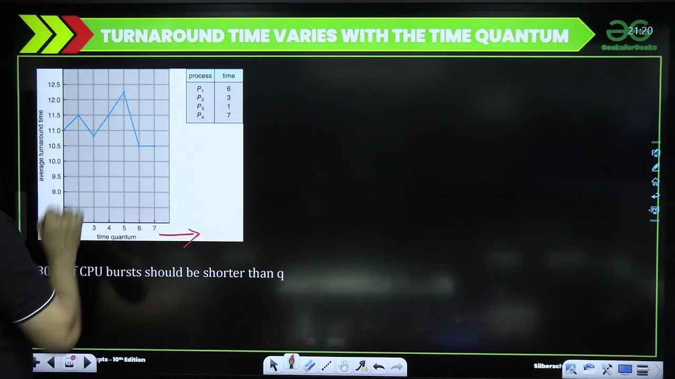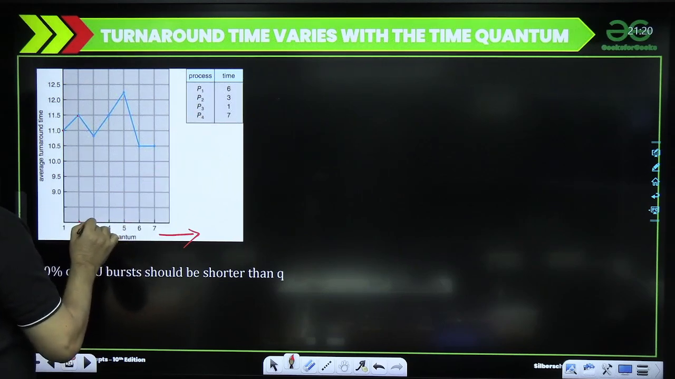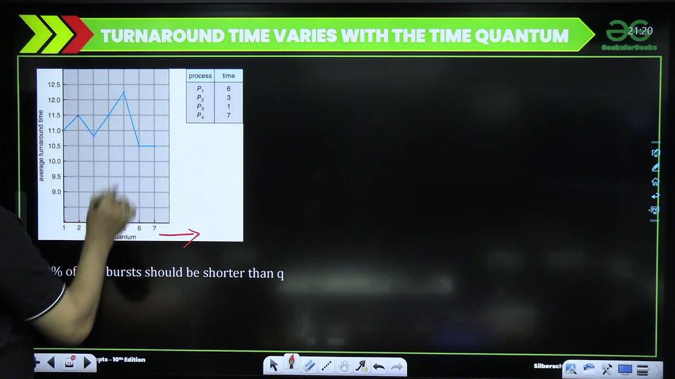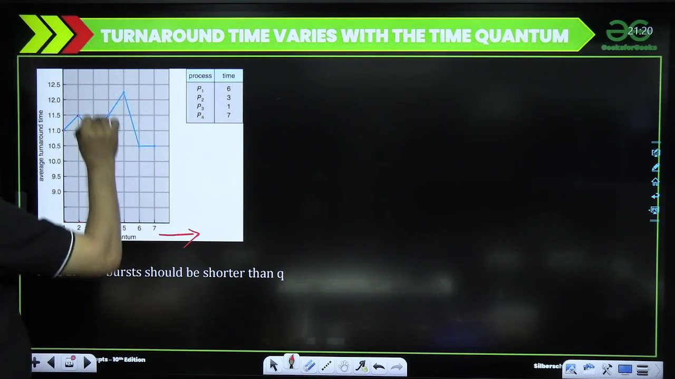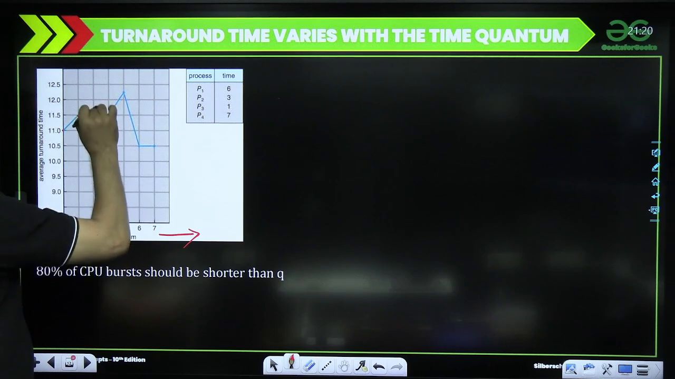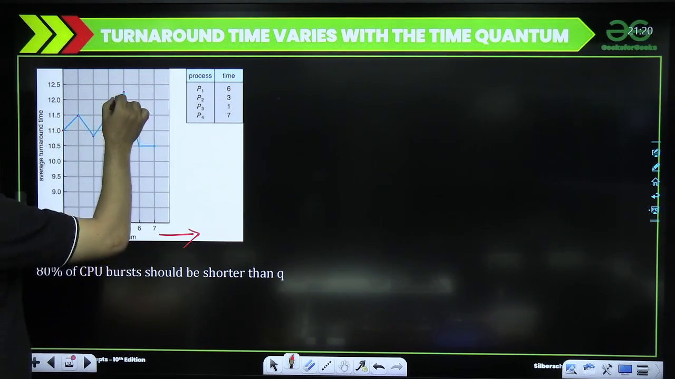When the time quantum is 2, the turnaround time has increased to 11.5. When the time quantum is 3, check it, the average turnaround time got reduced, maybe 10.8. When the time quantum is 4, the average turnaround time again got increased, 11.5. Time quantum is 5, it further increased and then suddenly dropped.